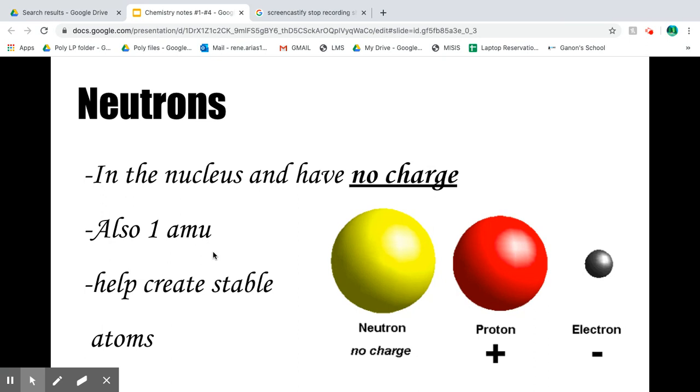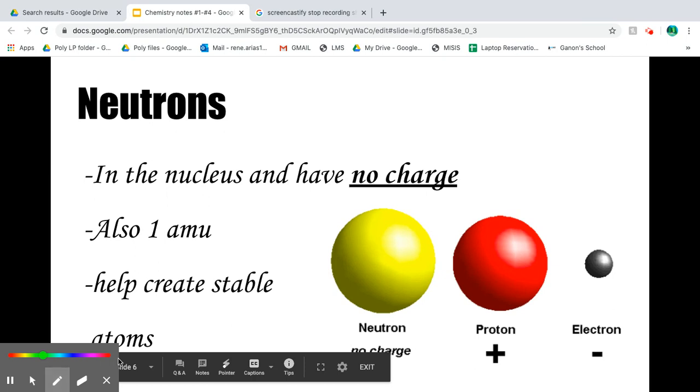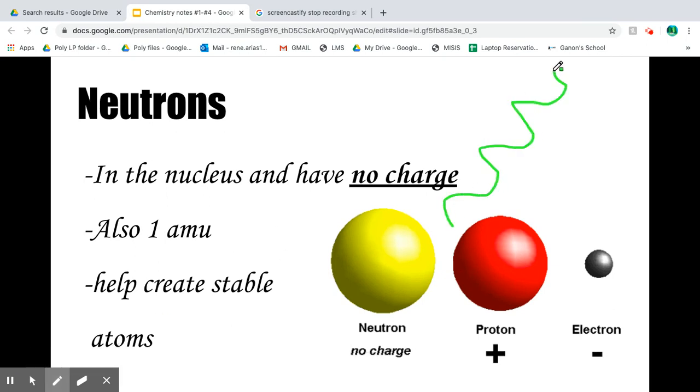Okay. Then we have the neutrons. The neutrons help stabilize the nucleus and prevent it from breaking apart. If something's unstable and it breaks apart, it ends up releasing electromagnetic waves, right? We've gone over that. Those electromagnetic waves can be harmful, such as gamma rays and other forms of radiation. So the most important thing to remember is that neutrons stabilize the nucleus.